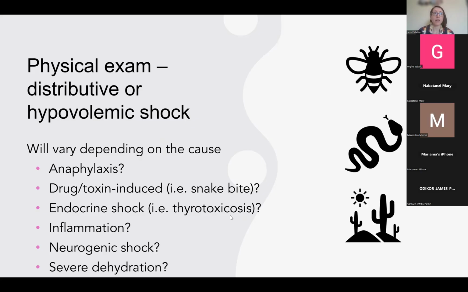Things like toxic shock syndrome. So do they have a diffuse red rash that may be blanching? And then thinking about severe dehydration, ask them about whether they've been eating and drinking, look at their mucous membranes, check for skin tenting. Neurogenic shock should be a little more obvious.